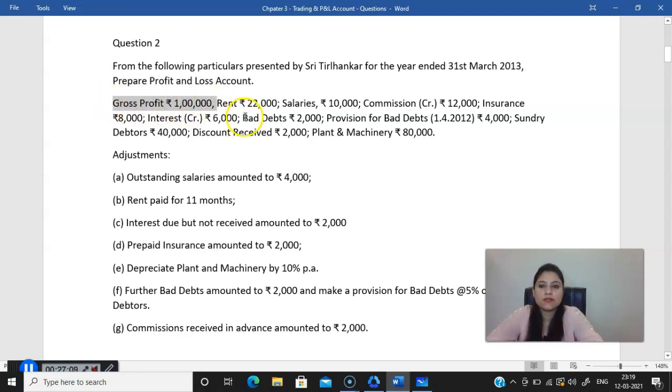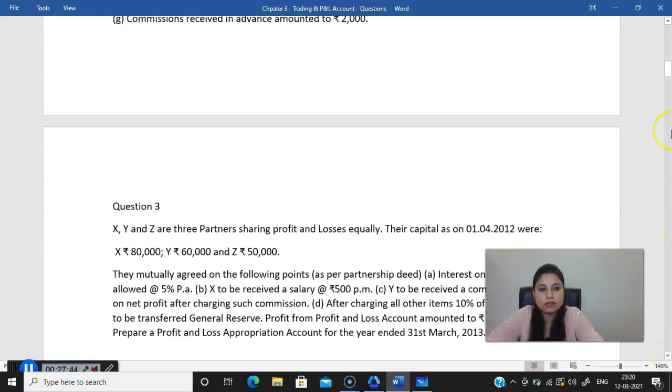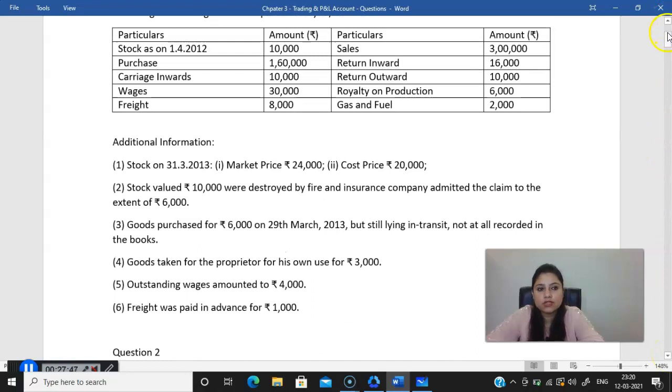So the gross profit is given, then we have the rental expenses, then we have the salary, commission expense, insurance, interest. Since it has been credited, interest is the income. It could be interest paid also, that's why it has been specifically mentioned that since it is a credit, it is an income of the company. We have bad debts, we also have provision for bad debts, which is 4,000. Then we have sundry debtors, then we have discount received and plant and machinery. Further, we have been given additional information regarding the adjustments that need to be done in the account.